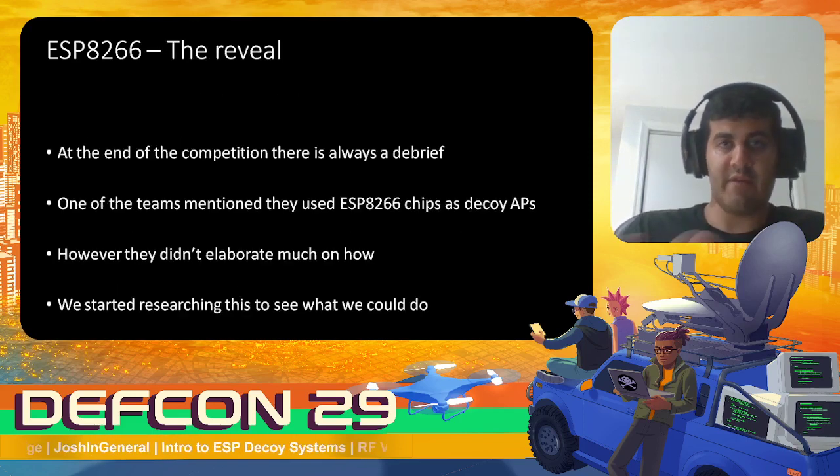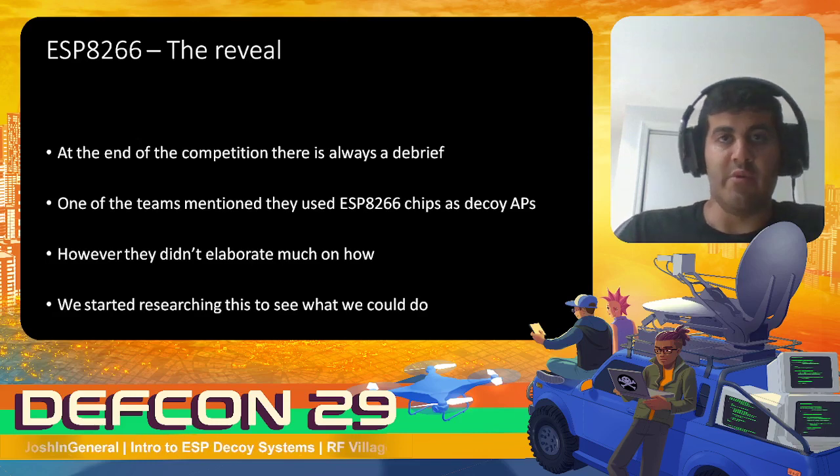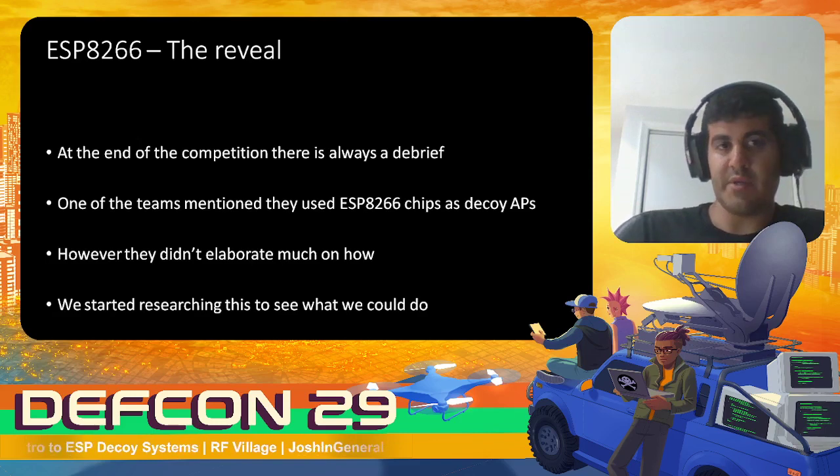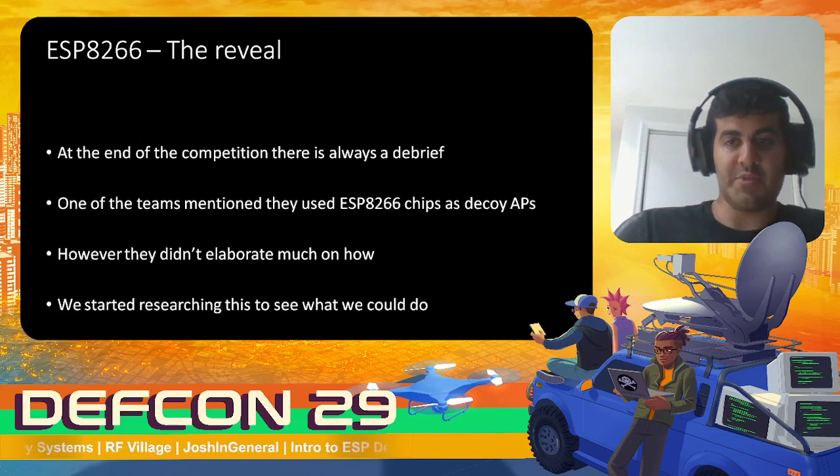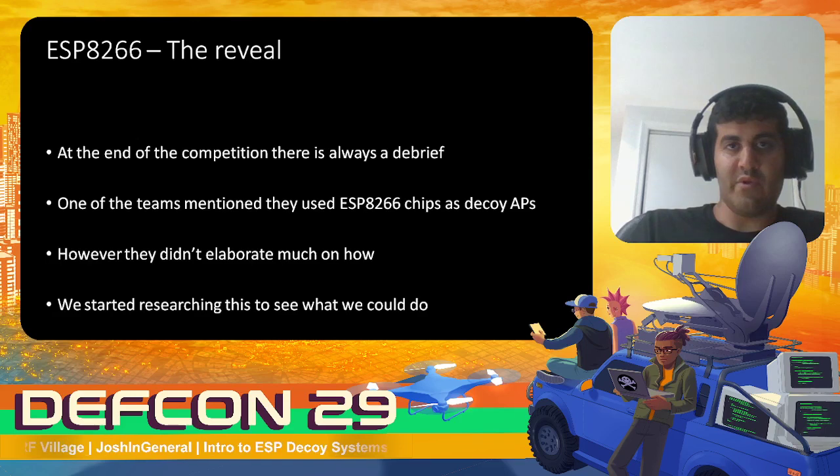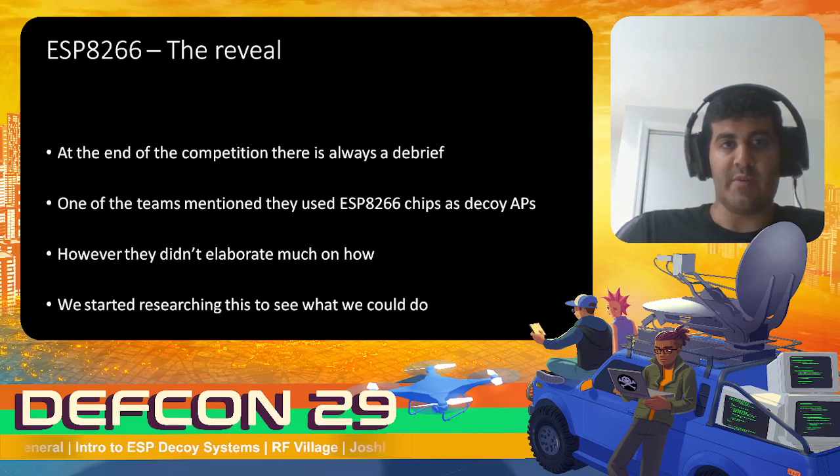So at the end of every competition with the Wireless CTF, there's always a debrief. And back in 2016, I believe it was, one of the teams mentioned that they were using ESP8266 chips as decoy APs. Now, I had never used one of these before, and they are actually pretty new on the market. So I started researching them. I asked the team a little bit, but they didn't elaborate too much on how they did it. So a lot of the research was stuff I had to do on my own.